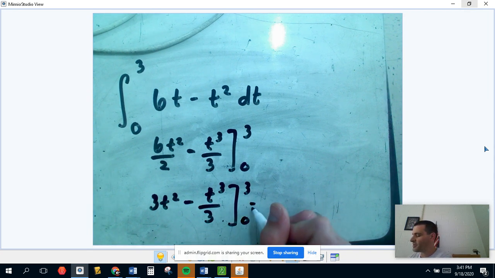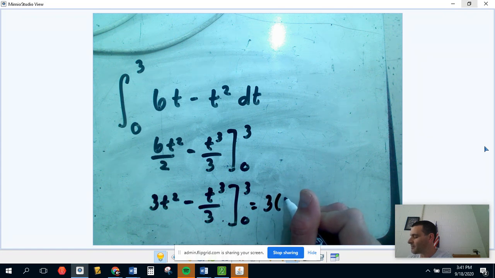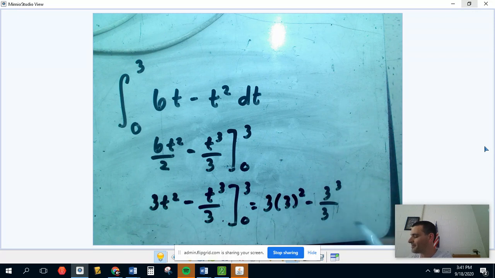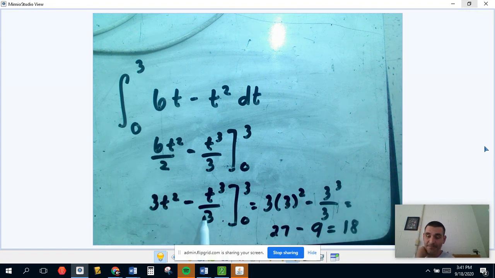We're going to put 3 where t is. So it's going to be 3 times 3 squared minus 3 cubed over 3. Okay, 3 times 3 squared, that's 3 times 9 is 27. Minus 3 cubed over 3, so that's 27 over 3 is 9. It's going to be 18. And if I put a 0 in there, it's just going to be 0. So I'm not going to worry about that. The correct answer is going to be 18 for number 6.